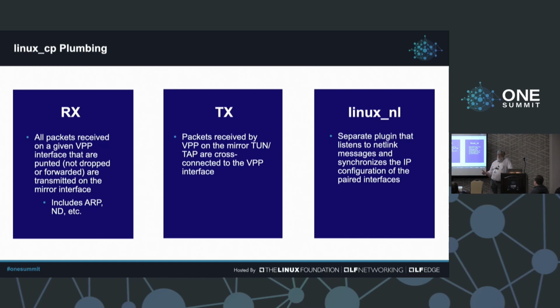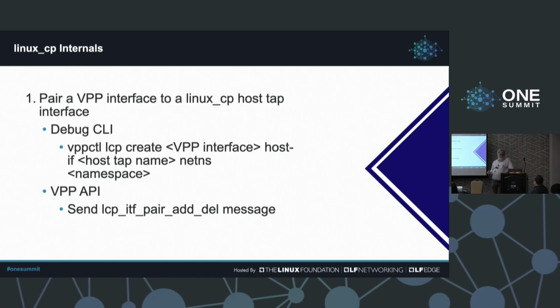And then there's a separate plugin called LinuxNL, and it's a separate plugin because of history and politics, that listens to Netlink messages, so we can synchronize the configuration of the paired interfaces when it comes from the Linux side, as well as route propagation. So in the internals of this thing, in the debug CLI, you type lcp create, the VPP interface name, host-if, the tap name you want, and then you can put it in a network namespace if you want. It's optional. If you're using the API, it's a simple API message.